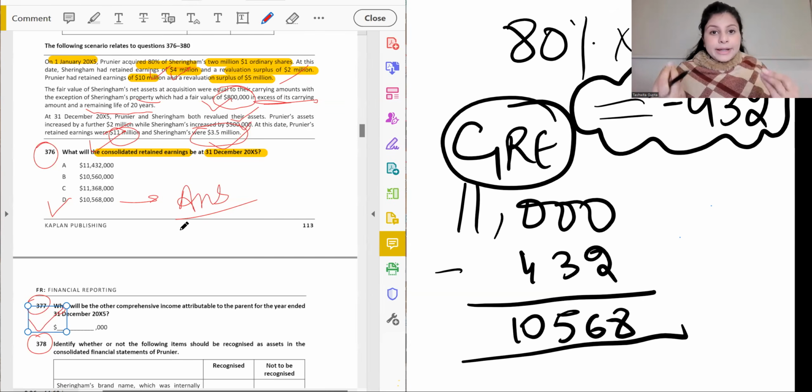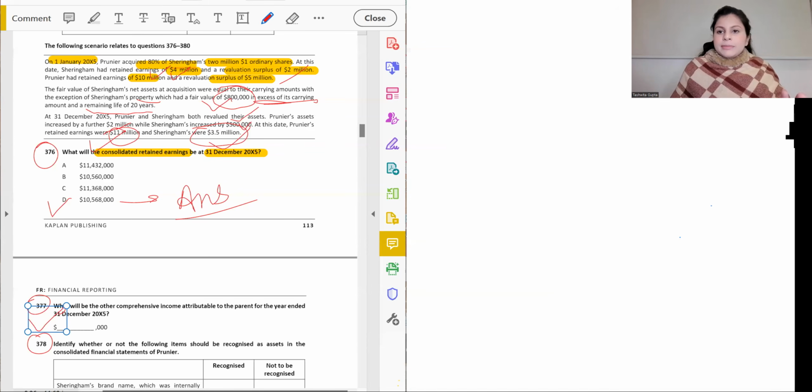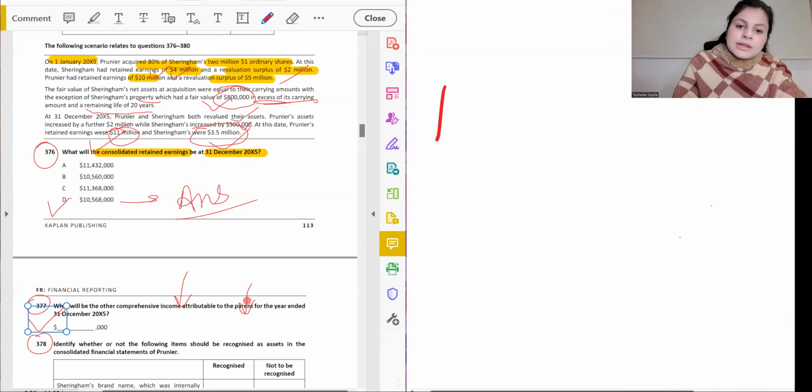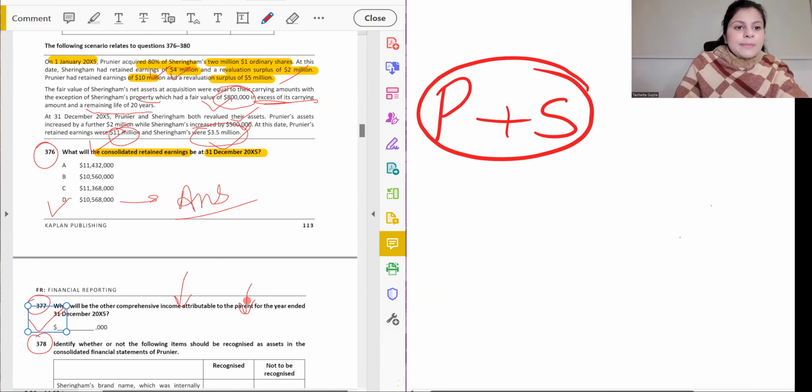So they just asked about retained earnings, right? Now they are asking about OCI. So which balance or which transaction impacts OCI? Revaluation. So what will go into other comprehensive income? Let us tell the examiner what is going to impact the OCI. They are asking what will be other comprehensive income attributable to the parent at the year end, so I need to calculate it for the parent plus the subsidiary. Let's see what's there.